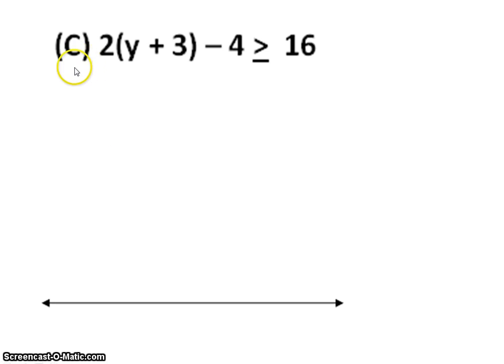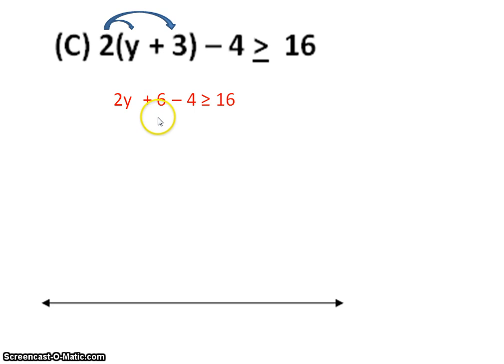In example C, I've got 2 times y plus 3 minus 4 is greater than or equal to 16. On the left-hand side, you can see that we need to simplify by using the distributive property. So I'm going to take 2 times y, which will come out to be 2y. Then I'm going to have 2 times 3, which will come out to be 6, and I bring down the addition sign. I'm going to bring down the rest of this inequality. Minus 4 is greater than or equal to 16.